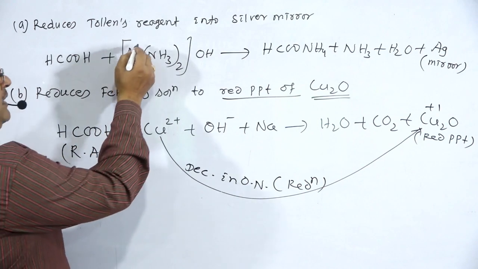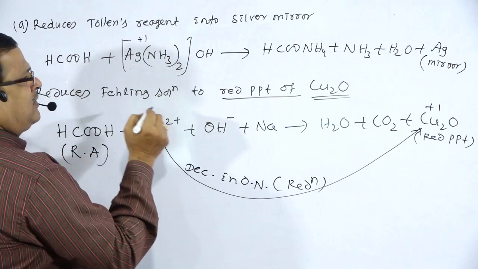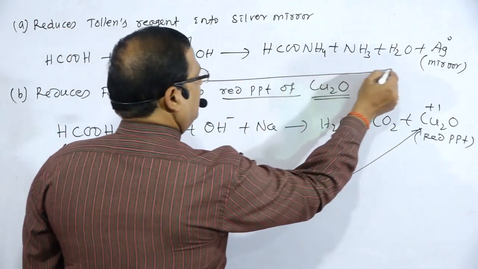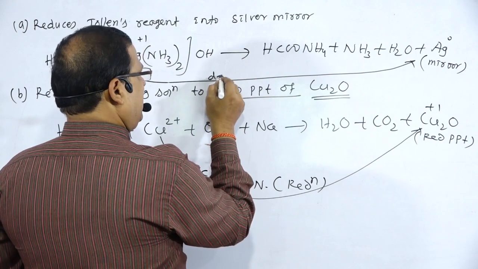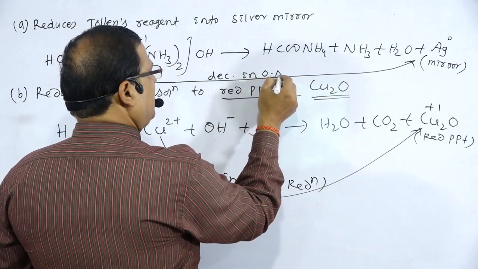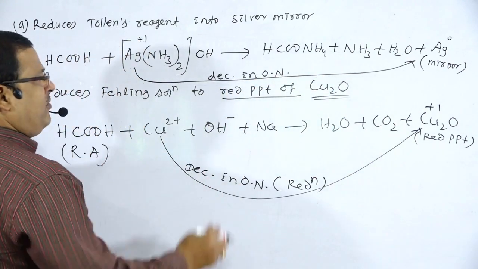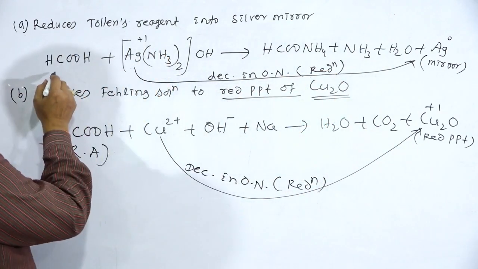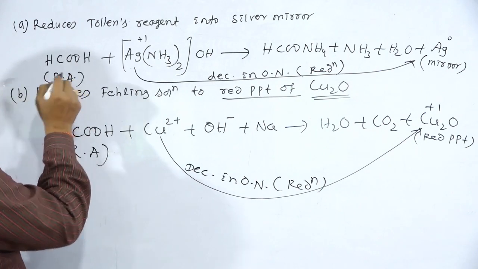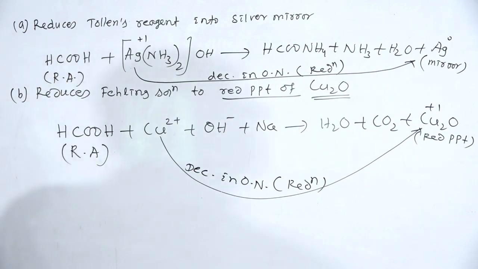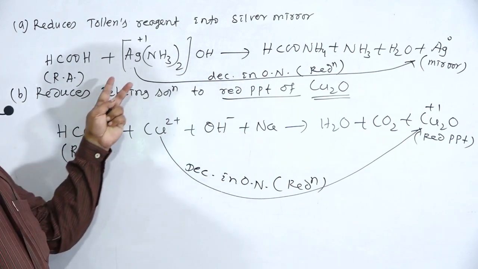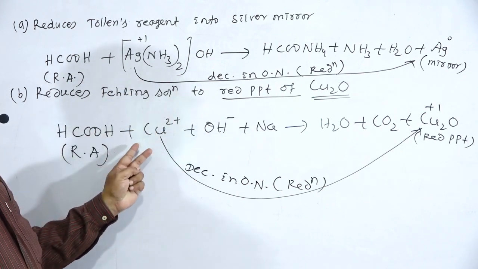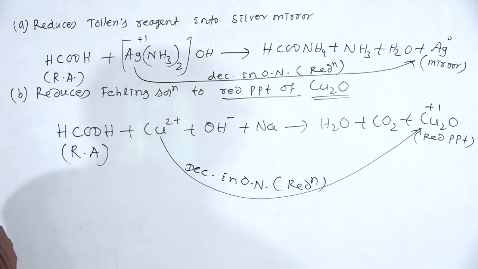In the first case, silver has plus 1 oxidation number, and in this case it is 0. So silver changes its oxidation number from plus 1 to 0, a decrease in oxidation number, which is known as reduction. Which will act as the reducing agent? That is formic acid. Formic acid will act as a reducing agent that reduces Tollens reagent into silver mirror and Fehling solution to a red precipitate of cuprous oxide.